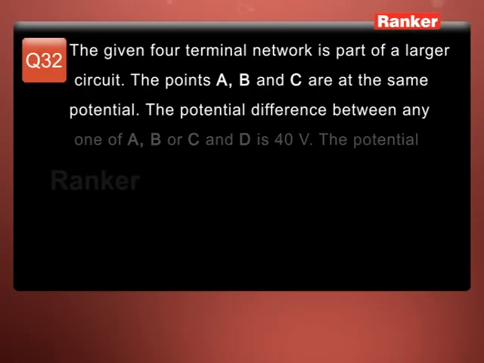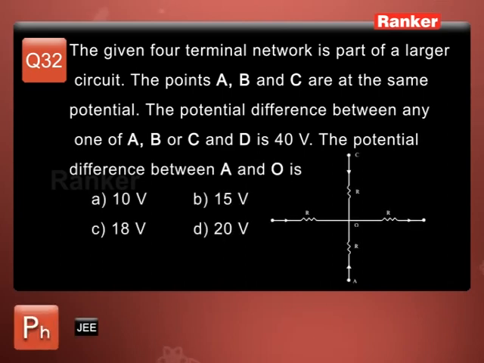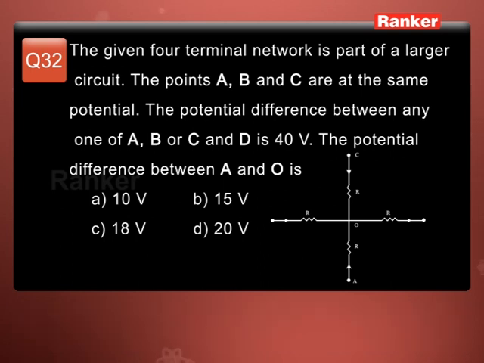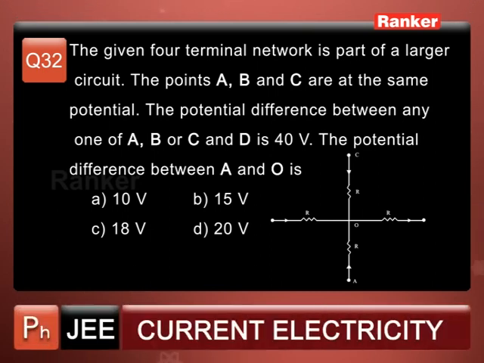Problem number 32 now. The given 4-terminal network is a part of a larger circuit. He gave a small circuit there, which he is explaining is a part of a very big circuit somewhere. The points A, B and C are at the same potential. The potential difference between any one of A, B or C and D is 40 volt. The potential difference between A and O is how much?